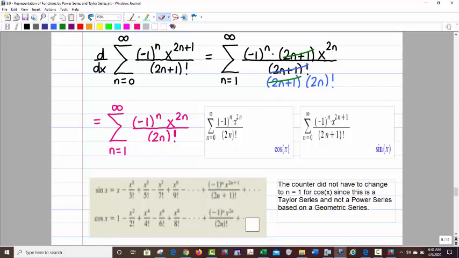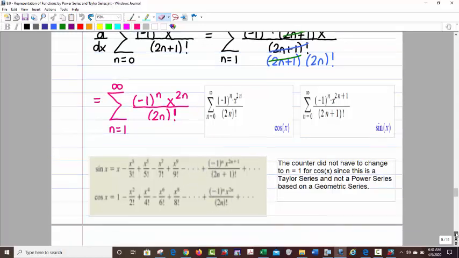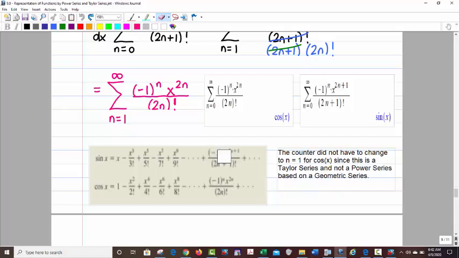But that's what this series is. So you see, it shows the one for sine right above it that we have, and then the one for cosine that we just found by differentiating the sine.